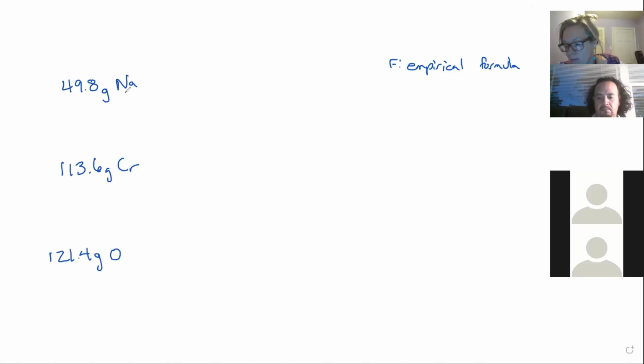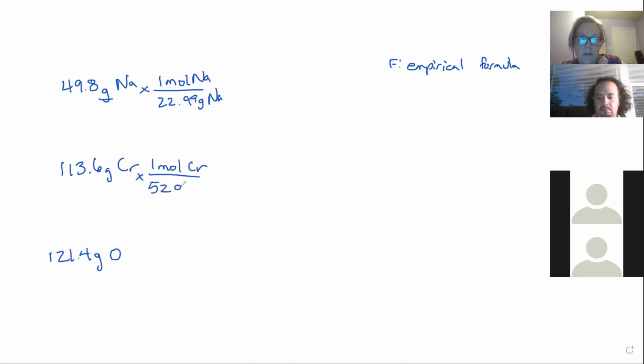Okay, so for this one, same process. We're given it in grams, so we don't have to assume percent gram, but we do need to go through that process of dividing by the molar mass. So sodium has a molar mass of 22.99 grams. Chromium has a molar mass of roughly 52.00 grams. And then oxygen, our good old oxygen, is that nice 16.